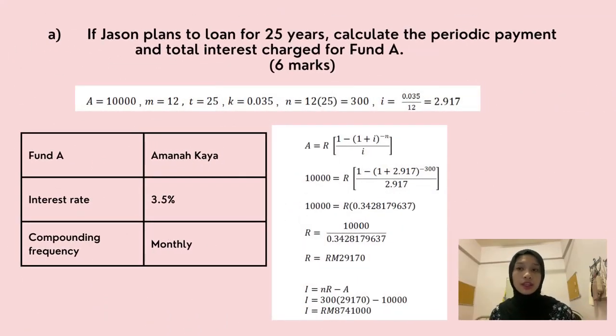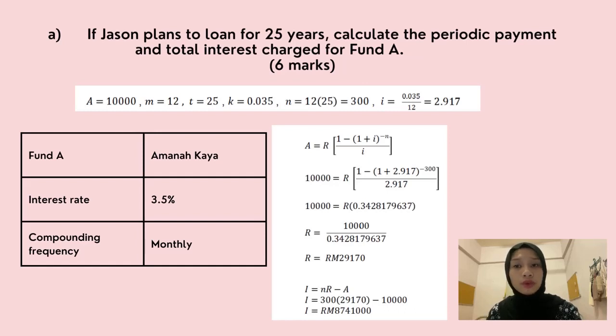For question A, if Jason plans to loan for 25 years, calculate the periodic payment and total interest charged for Fund A. So in this question, we need to calculate the payment and search the total interest that is charged for Fund A.